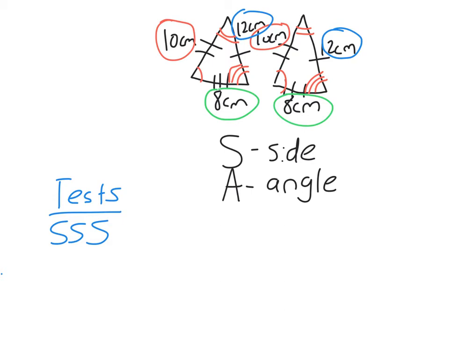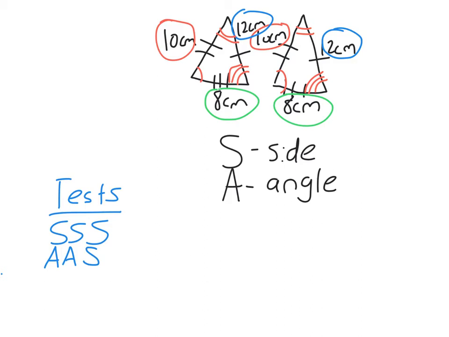If I have two triangles and they have three pairs of equal sides, each S is a pair of equal sides, then they will be congruent. They will also have equal angles. If I have two triangles and they have two pairs of equal angles and a pair of equal sides, then they will be congruent. I don't need to check the other sides and angles.